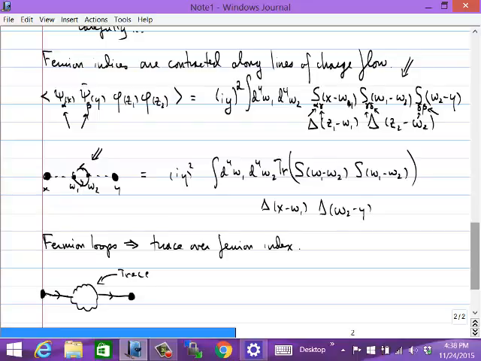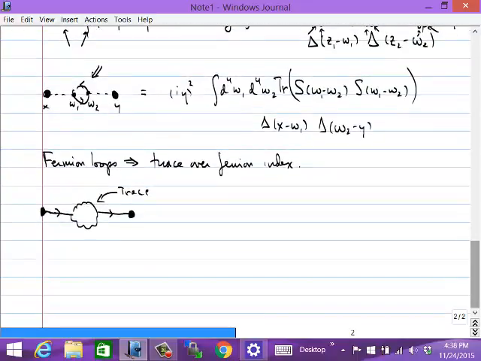Let's do another example, just to make everything totally clear. So let's imagine we're computing, say, what is the diagram that I wrote down above? Let's say we're looking at this diagram, which contributes to a fermion 4-point function. So we have a psi here, a psi bar there, a psi here, and a psi bar there. Then this contributes to the fermion 4-point function.